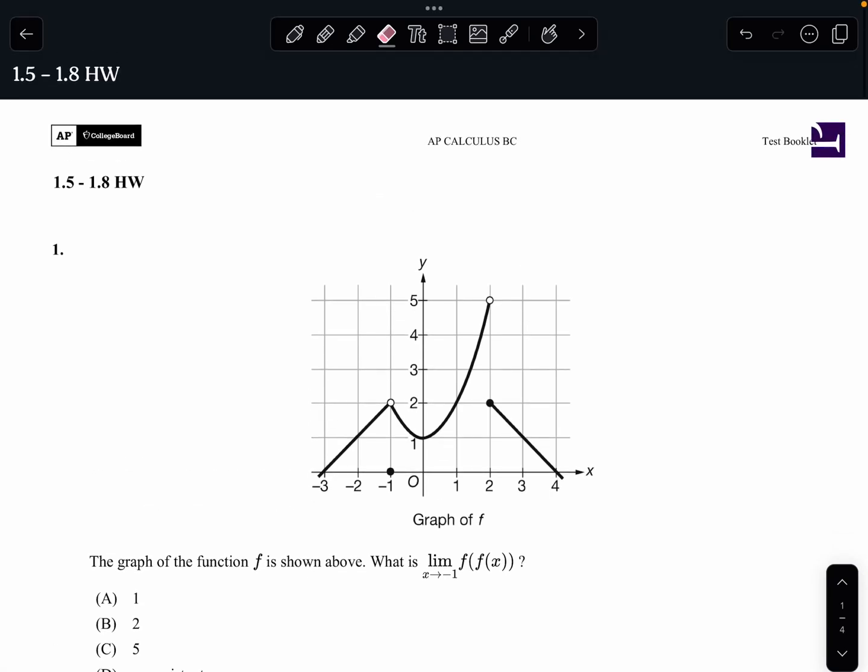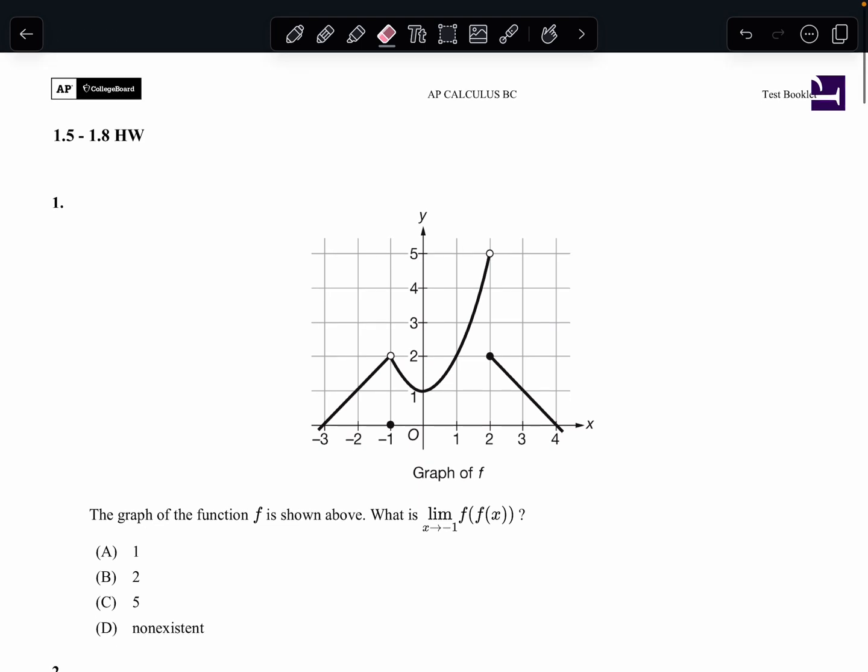Hey guys, in this video I'm going to go over the questions from the 1.5 through 1.8 homework. In the first question we have a function f that's given to us in the form of a graph, and we are evaluating the limit as x approaches -1 of a composition of itself. And let's go over the steps for how one can do that.